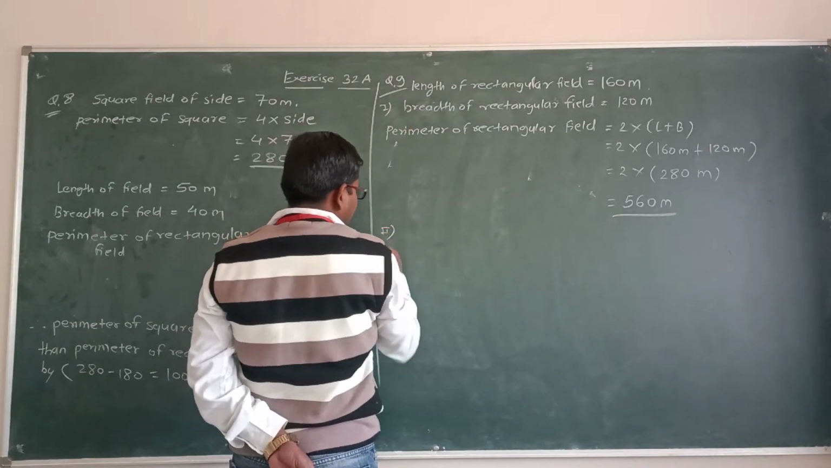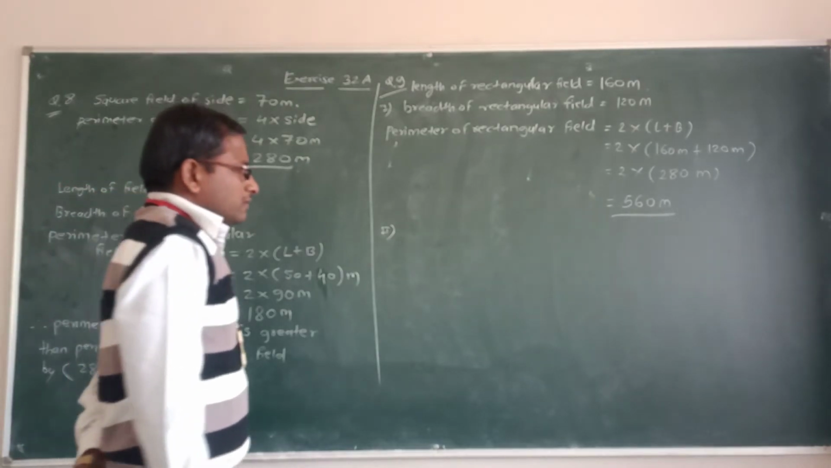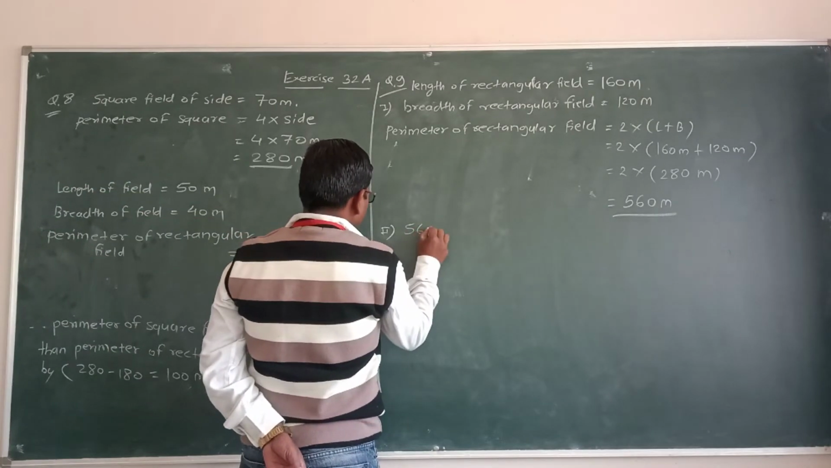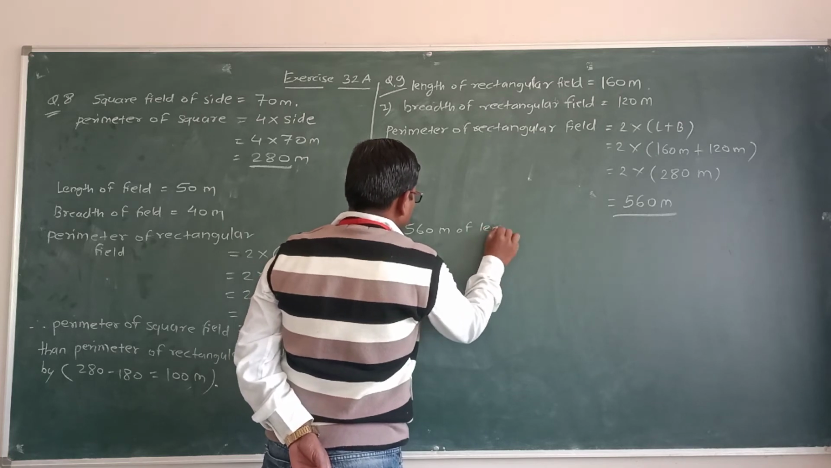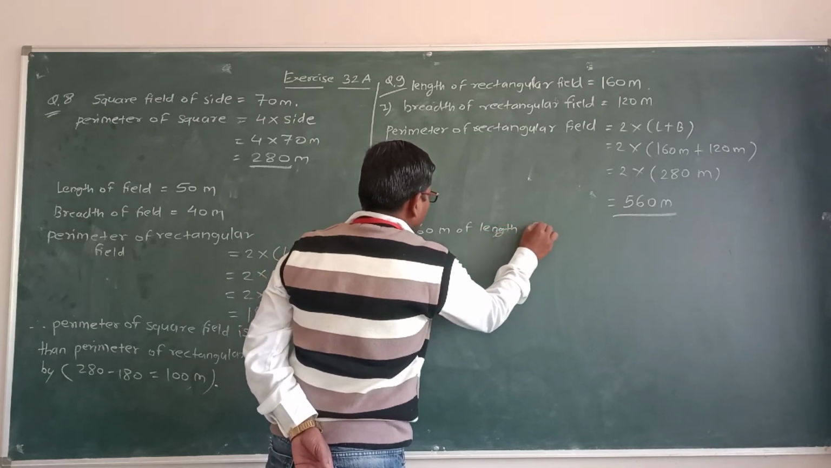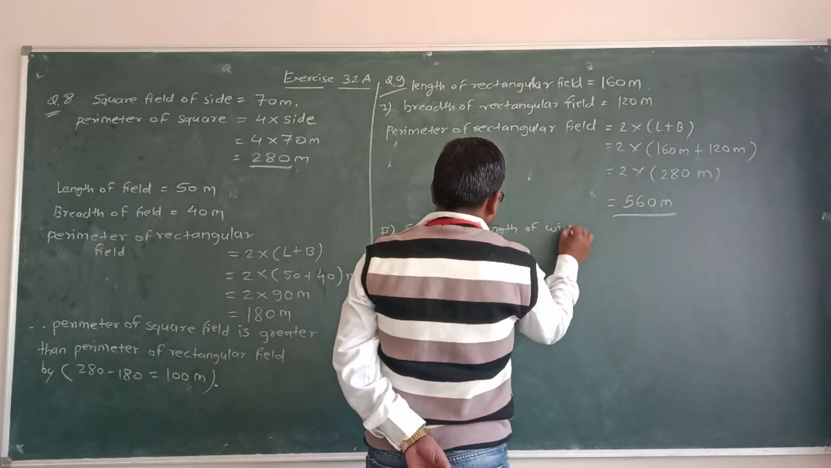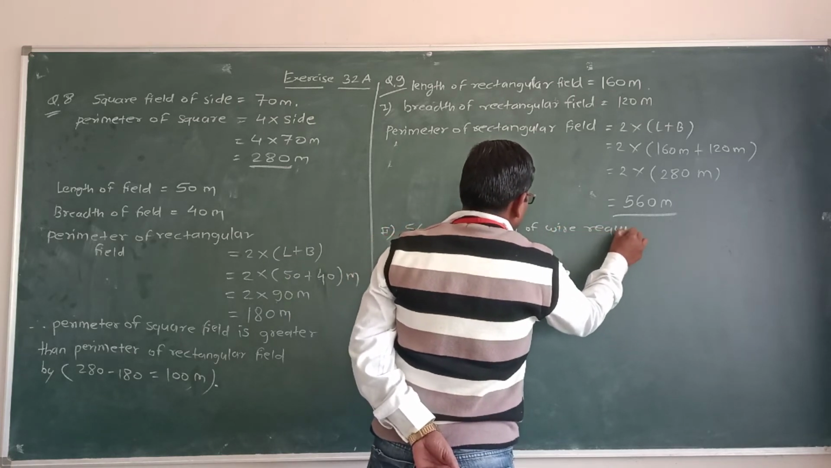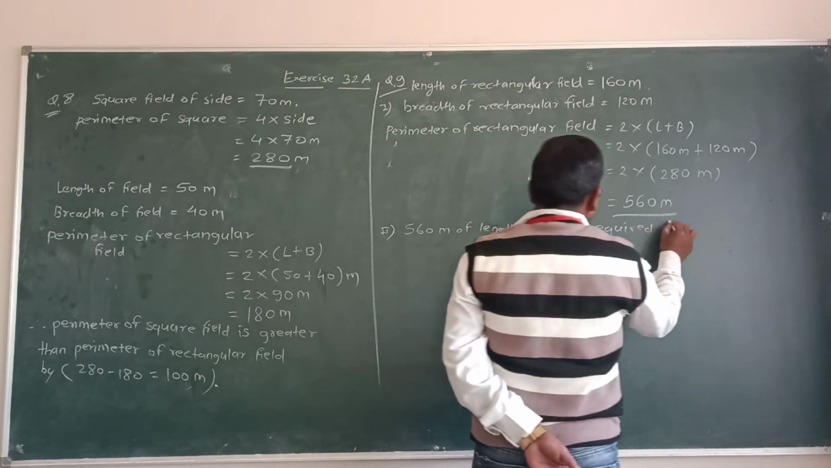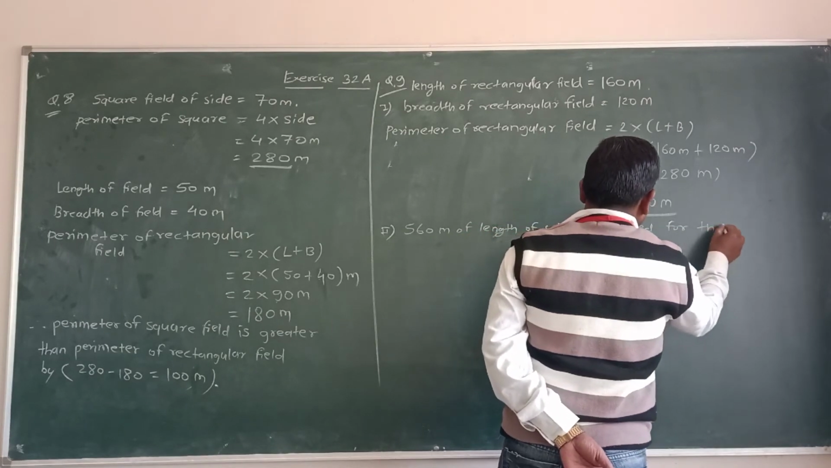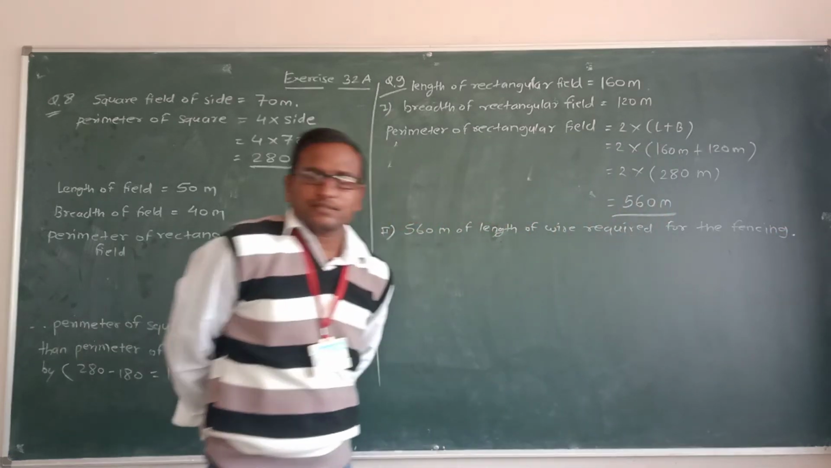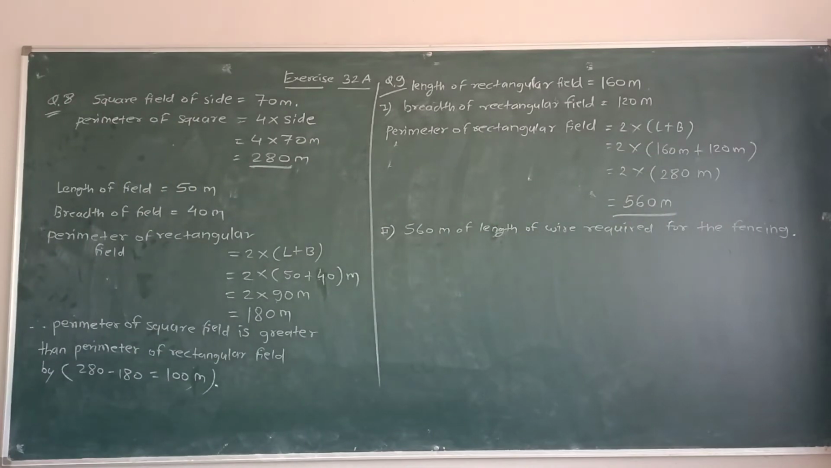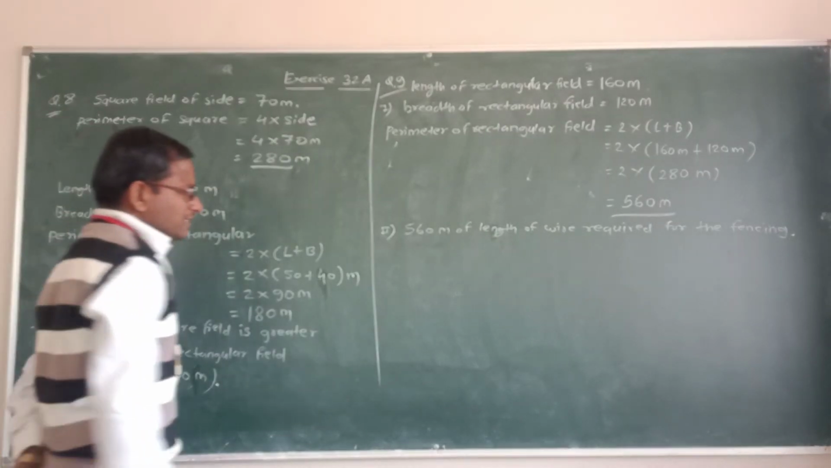In the second case, 560 meter is the length of wire required for the fencing. How much wire is required here? 560 meter of length of wire is required for the fencing.